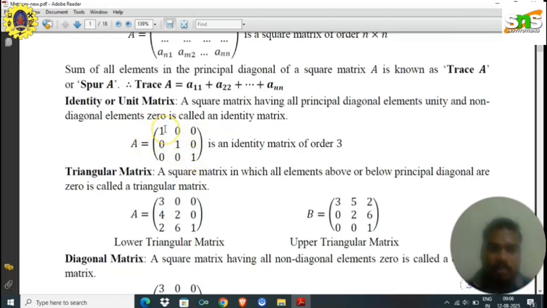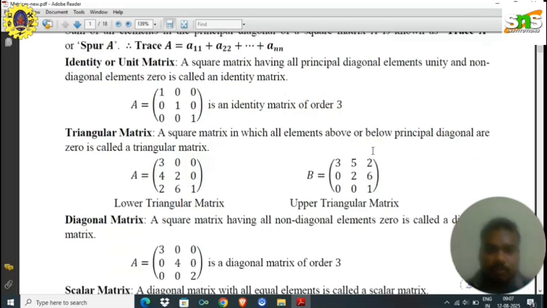So the sum of all elements in the principal diagonal of a square matrix A is known as trace A. That is, the sum of the principal diagonal is called the trace of A. Therefore, the first diagonal element is A11, the second diagonal element is A22, etc. up to Ann. Their sum is called the trace of A.